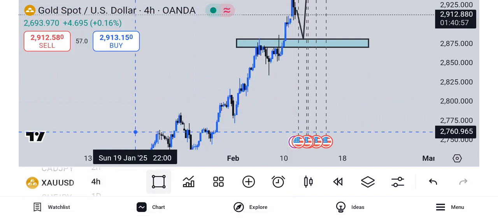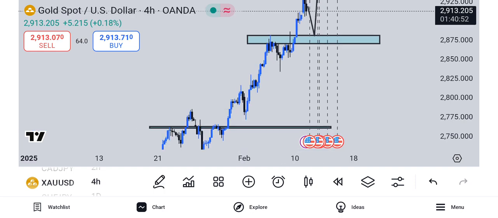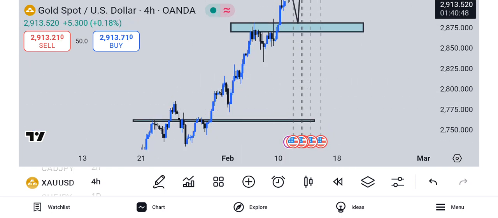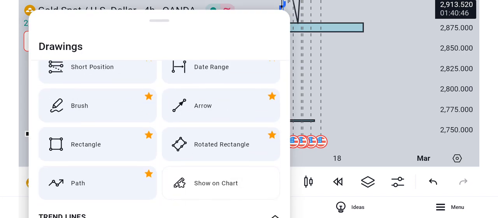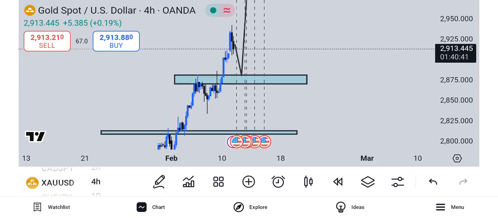We have this level here. We have this one here as well. And you need to understand the market pattern, the chart pattern. Don't worry, I'll be making another video on understanding chart patterns, but today is just for the market structure. This is a level here.